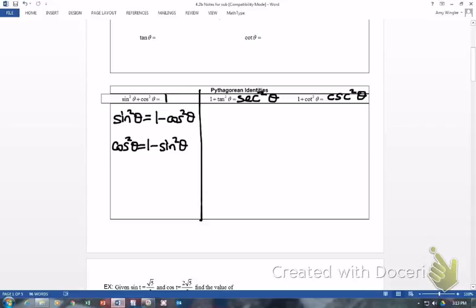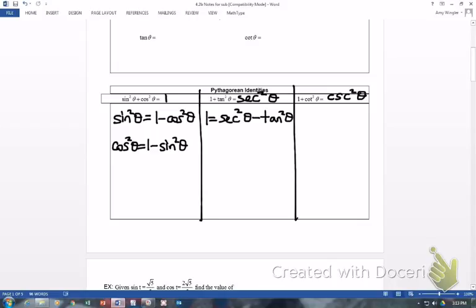If I needed to solve for 1 in the second Pythagorean identity, I would subtract tangent squared of theta. So 1 is equal to secant squared of theta minus tangent squared of theta.